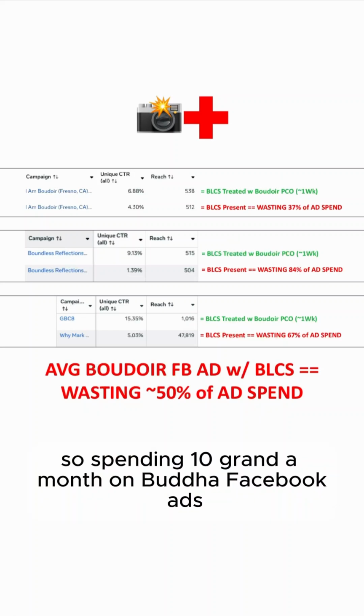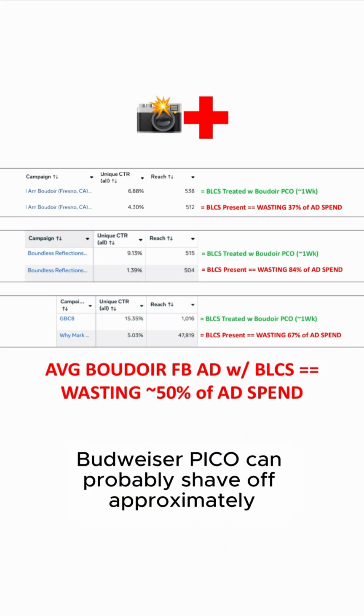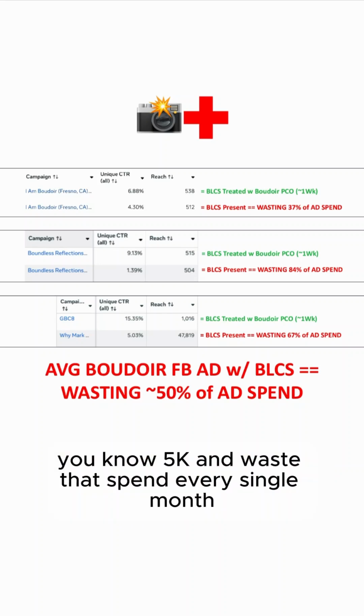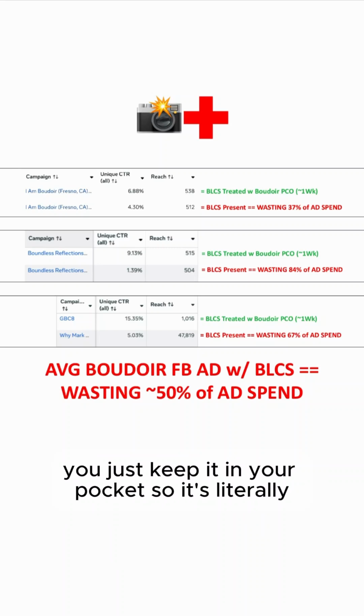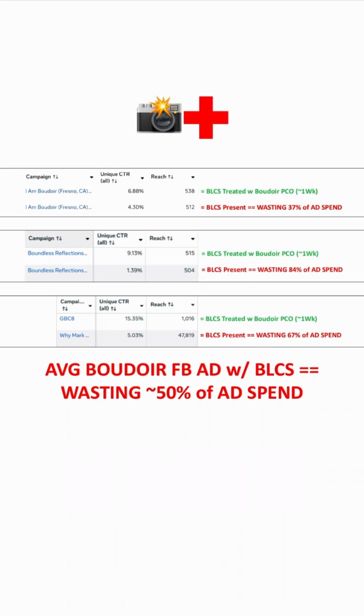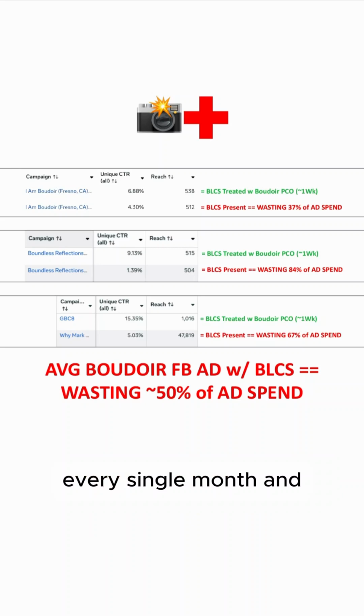So spending 10 grand a month on Boudoir Facebook ads, if the Boudoir Facebook ads have BLCS, Boudoir Pico can probably shave off approximately 5K in wasted ad spend every single month. And you simply don't spend that. You just keep it in your pocket. So it's literally 5K phantom profit, phantom bonus every single month, Boudoir Pico bonus every single month.